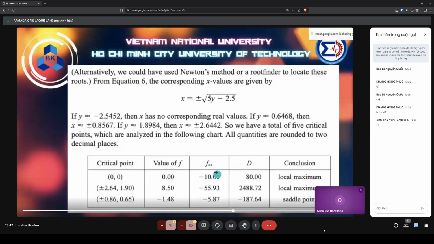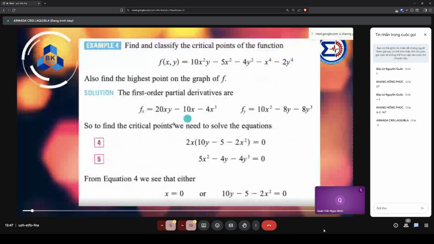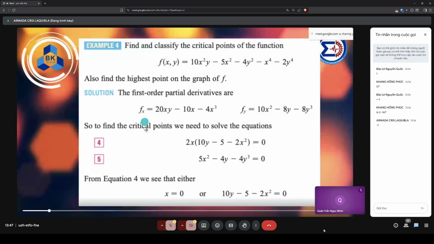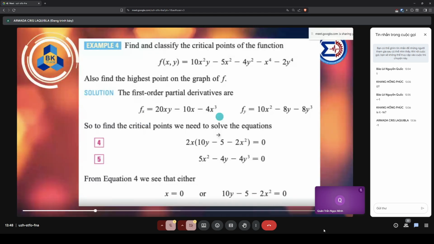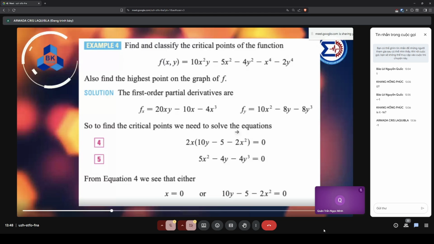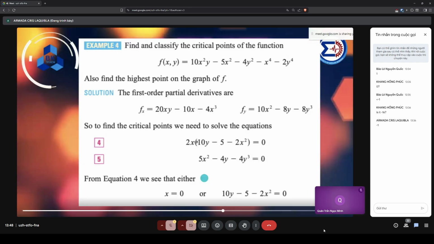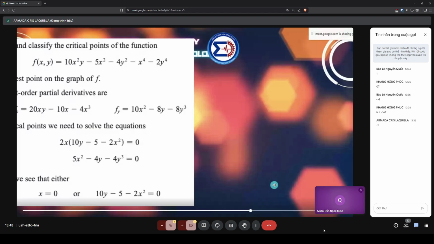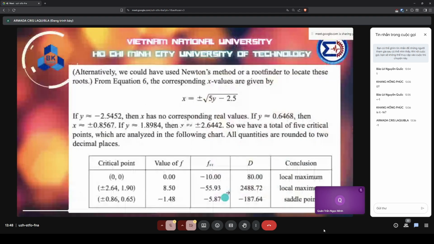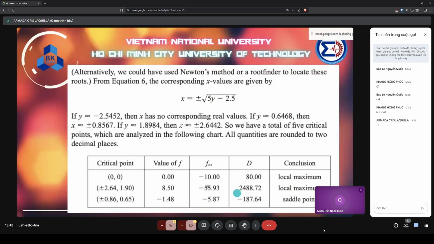Where can we solve that? Your fx is here. So your fxx should be 20y minus 10 plus 12x squared. The book didn't solve that anymore, you have to solve that. You also solve fyy and fxy, so that you can solve the value of your d there. So what the book did is they solved fxx and then the d separately, without showing the solution.